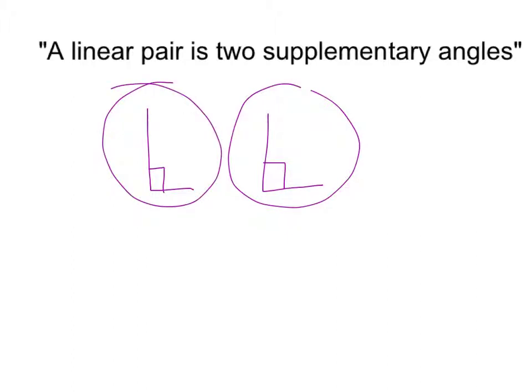How do we turn that into a better definition? We'd have to throw adjacent angles in there somewhere. A better definition might be: it is a linear pair if and only if there are 2 supplementary adjacent angles. A little bit better definition than this.